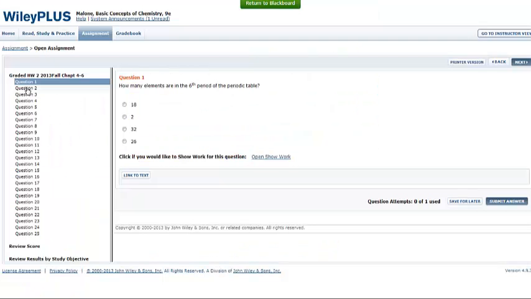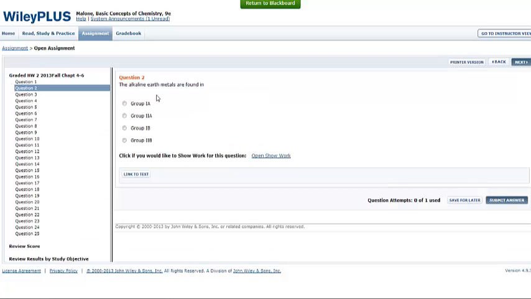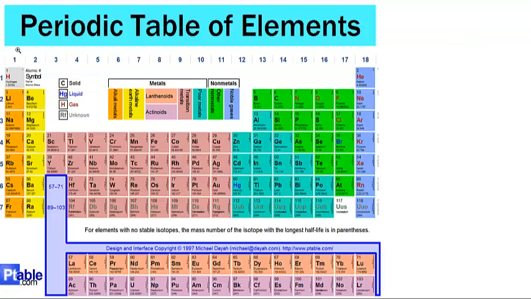There you go. Now, question 2. The alkaline earth metals are found in, here's again just a knowledge question. Do you know the names? We said group 1 is the alkali metals, group 7 the halogens, group 8 the noble gases, and the alkaline earth metals are group 2.